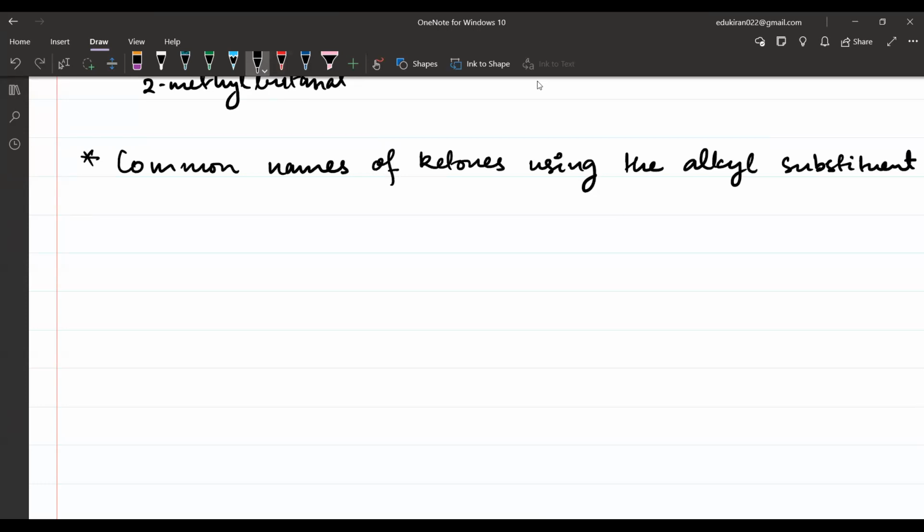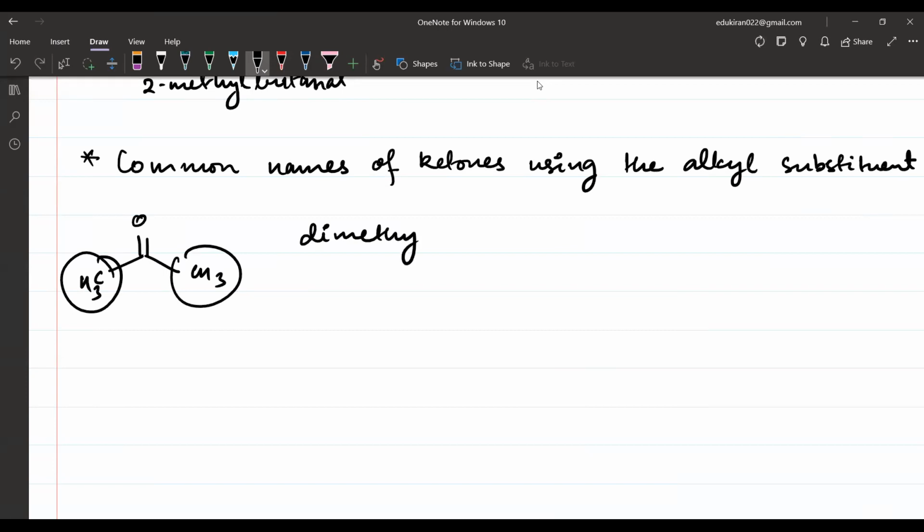Okay, so for example, you can have something like this: CH3, CH3. So how can we name this using the alkyl group? What are the alkyl groups attached to the ketone? You have one CH3, one CH3. So this is dimethyl ketone.